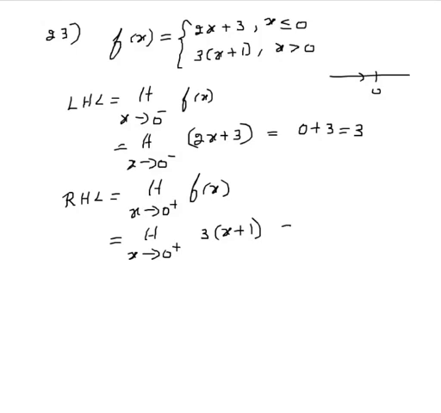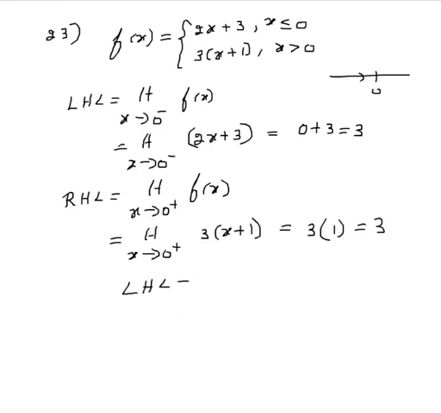Again, this is a polynomial. Polynomials are defined for all values. This polynomial is defined at x is equal to 0. So we can directly substitute the value 0 here because the function is defined at 0. Both the limit values are 3. LHL equal to RHL is equal to 3.